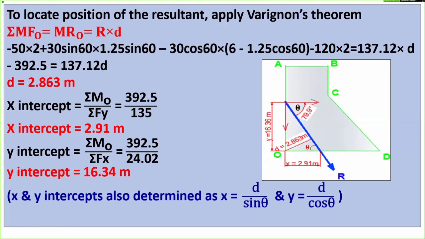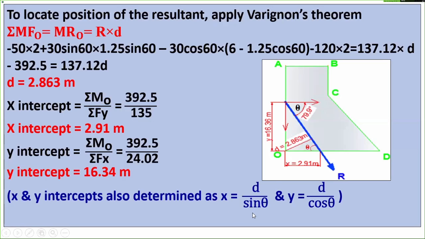Then next one is x-intercept. There are two methods to find out the x-intercept. The first one is summation of moment upon summation of fy, you will get the x-intercept. Y-intercept can be found out by summation of moment divided by summation of fx, that you are getting at 16.34. So you can find out the perpendicular distance, x-intercept, y-intercept.